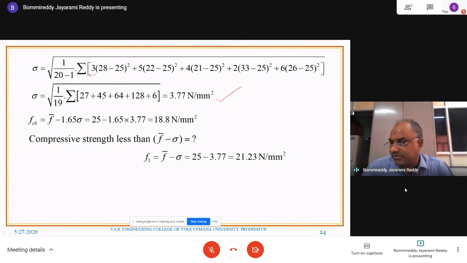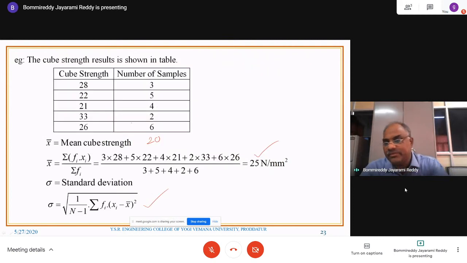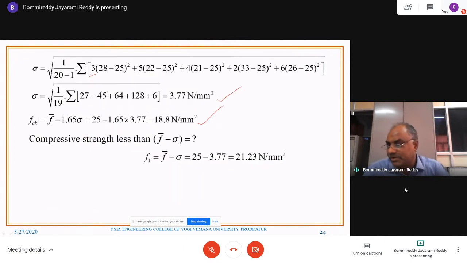So in such a case, you need to practice with the calculator. With the calculator, sigma is equal to this, fck is equal to this formula as per the code, and accordingly 18.8 Newton per mm square is the characteristic strength for the given data. So for this data, the characteristic strength of the concrete will be 18.8 Newton per mm square. This may be the question.